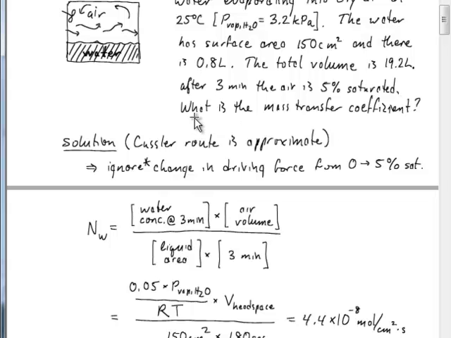Okay, so the question is, what is the mass transfer coefficient? Well, the first thing that we recognize is that 5% is much, much less than 1, and for all practical purposes, if we're willing to accept no more than 5% error, then we can assume that throughout these first 3 minutes, the air remains dry.